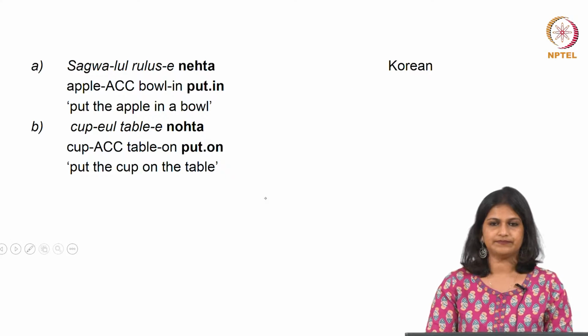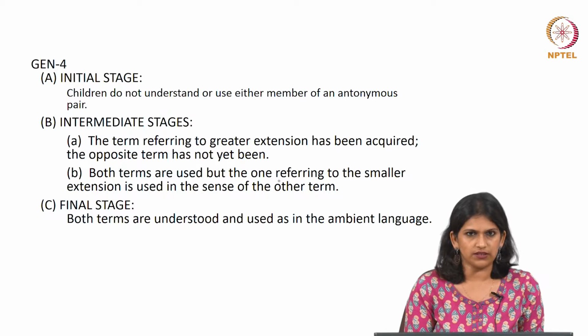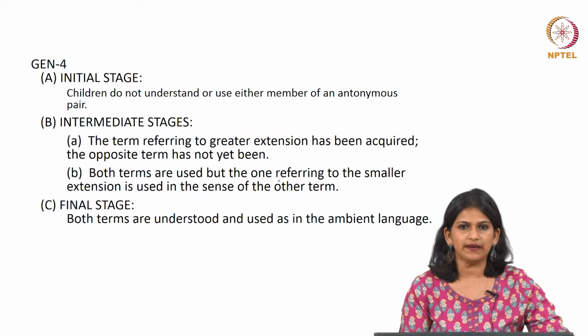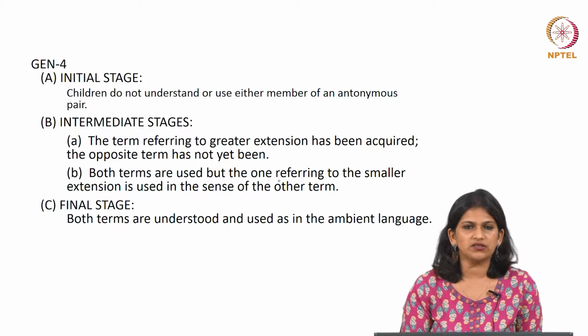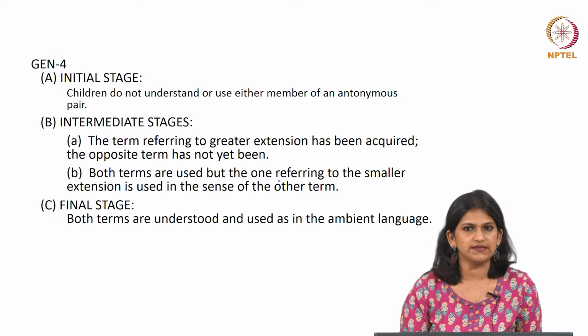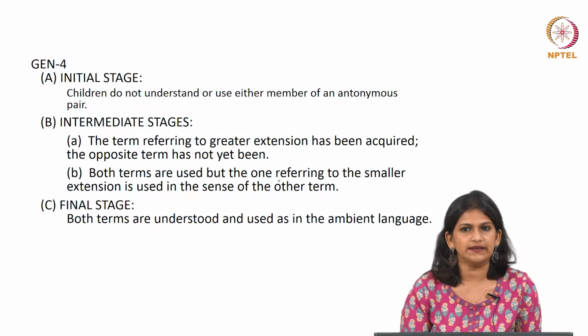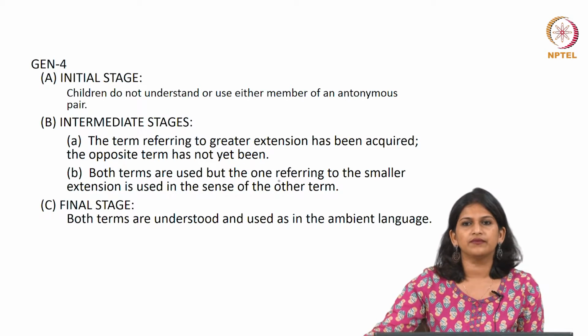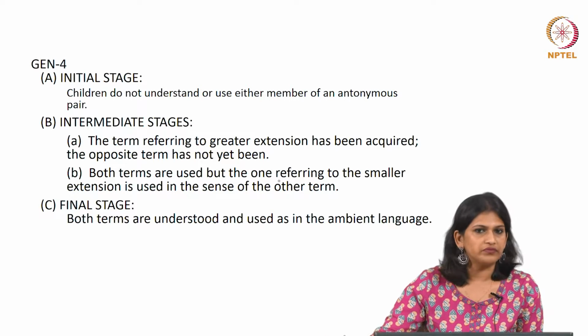Okay. Now, since we got to know these are the three stages, the initial stage, the intermediate stage, and then the final stage, what sort of implication does it have to understand the language acquisition process as far as antonyms are concerned? The question is, how do children acquire the antonym, and what sort of things have an impact or an effect from the environment, let us say the linguistic environment.